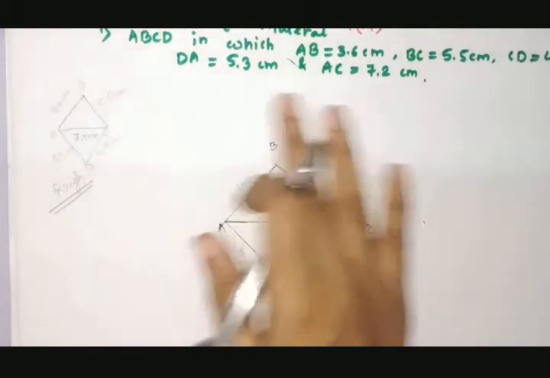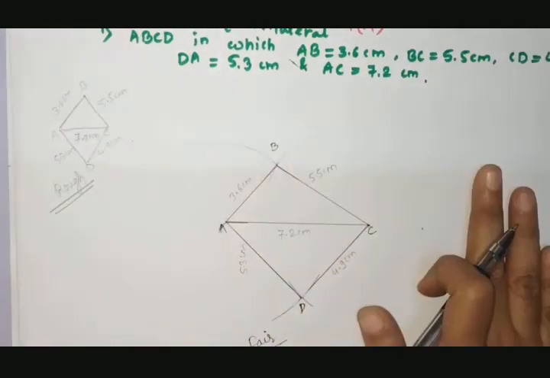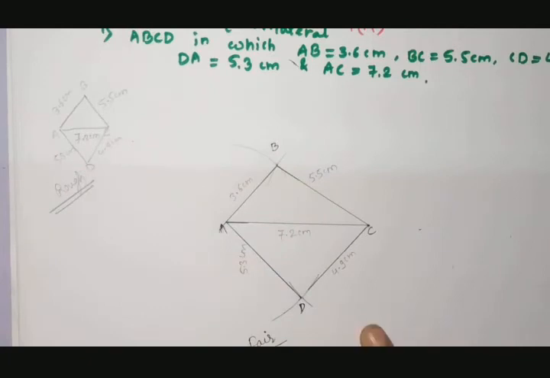Just you need to understand what is the given data, and at least 1, 2, 3, 4, 5 parts are given out of the 10. So you can easily draw the rough figure. Then you have to implement it in a fair figure.